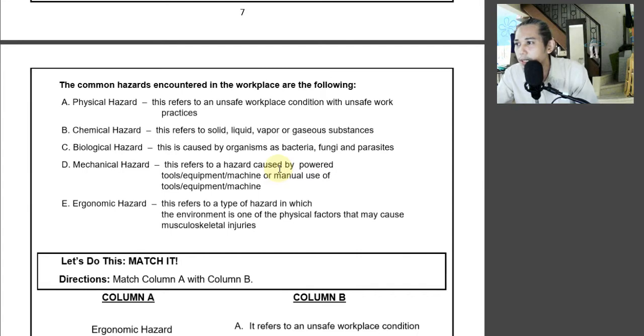The common hazards encountered in the workplace are the following. The first one is the physical hazard. When we say physical hazard, it refers to unsafe workplace conditions or unsafe work practices. It refers to the wrong way of working, or an unsafe workplace. So when we say physical hazard, the accident has to do with our physical body.